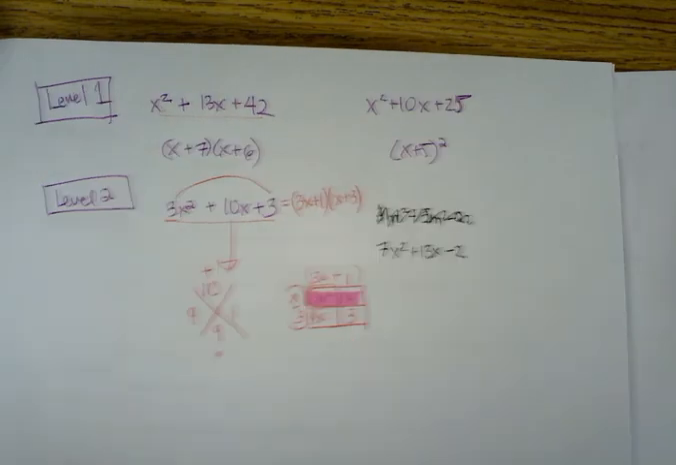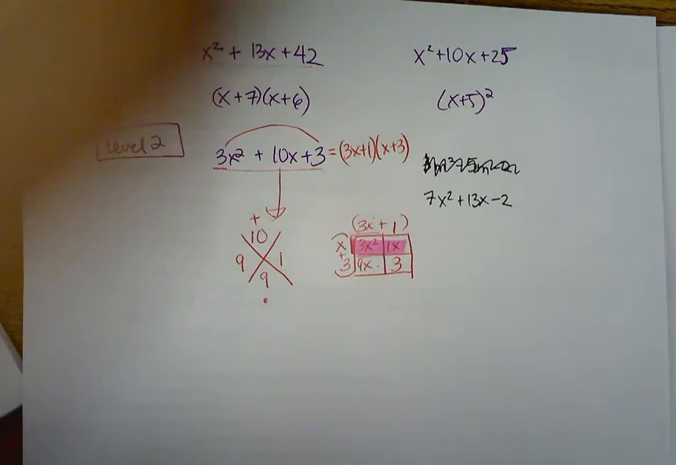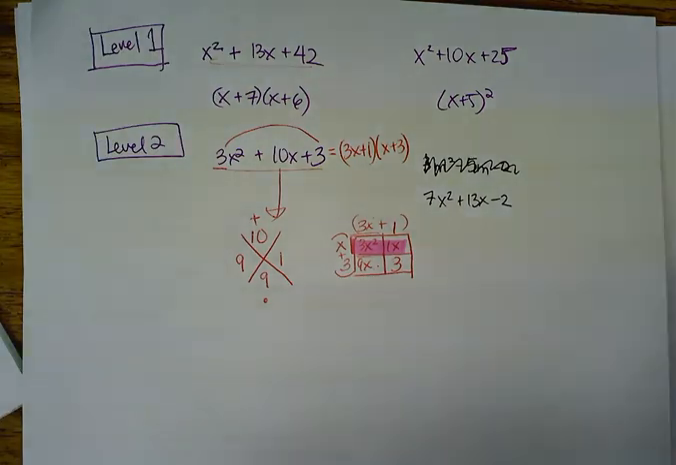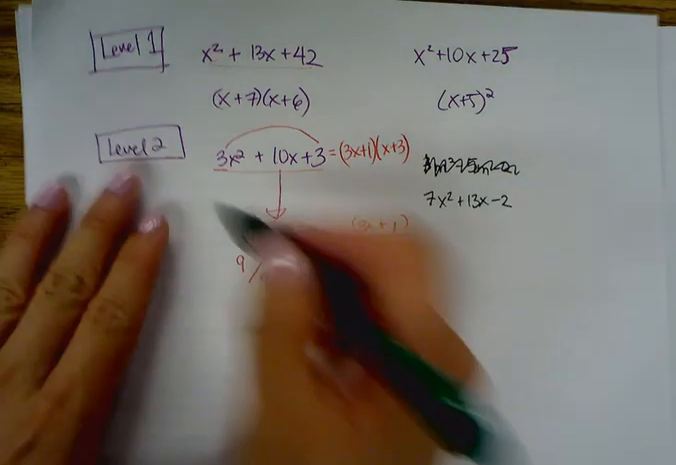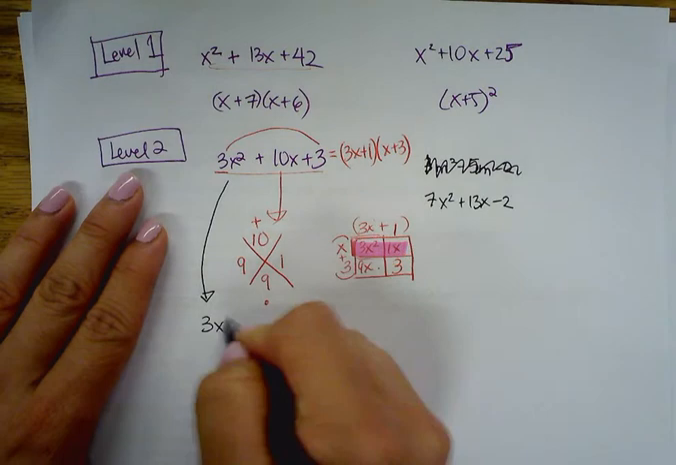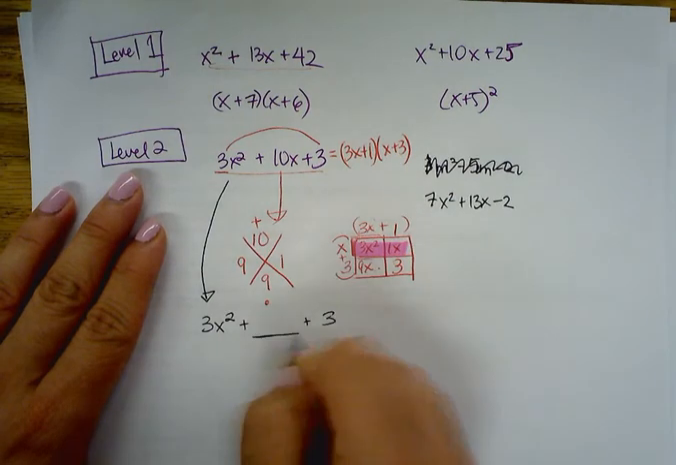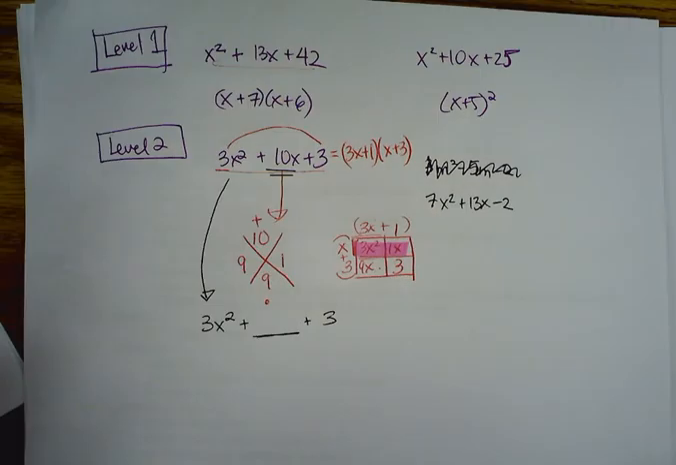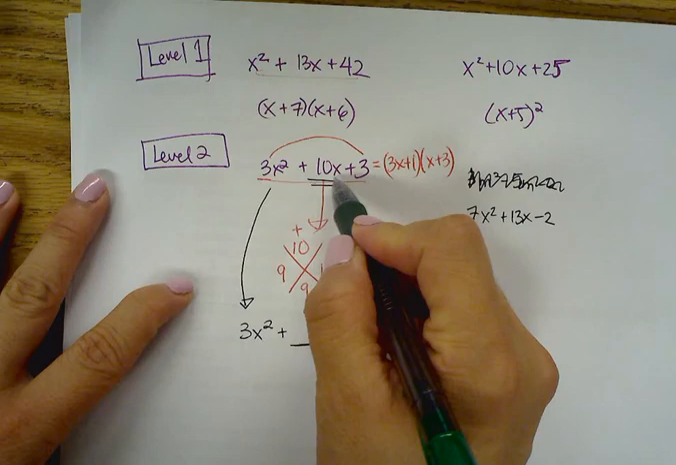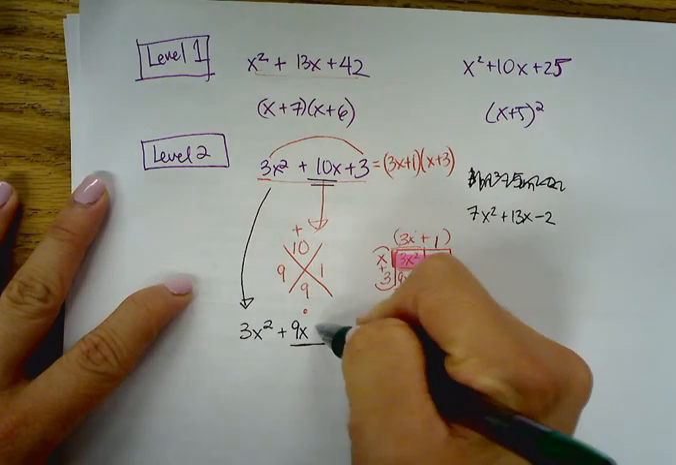You guys, the box method is nice. It gives you a nice graphic organizer, but sometimes you could use it without understanding what you're doing. What you're really doing is factoring by grouping. You're rewriting 3x squared plus 10x plus 3, splitting up that 10x. It's called split the middle. Split the 10x into what? 9x and 1x. The order does not matter.